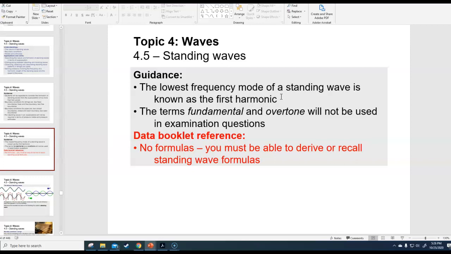The lowest frequency mode of a standing wave is known as the first harmonic by definition, and the terms fundamental and overtone will not be used in examination questions. Okay, so when we talk about the fundamental frequency, that is the same thing as the first harmonic, and that's just something that you need to know. Now, there's no equations given to you under 4.5, so you must be able to derive all standing wave formulas. Or I guess you could memorize all of them. I mean, some people do that too, but that's up to you.